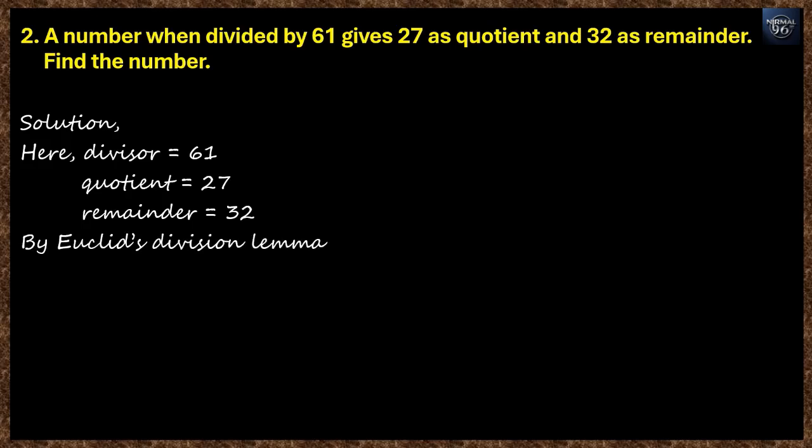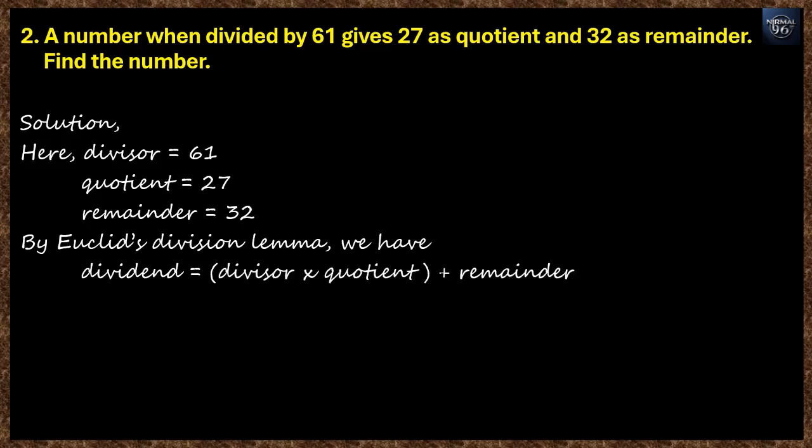So by Euclid's division lemma, we have dividend equals divisor into quotient plus remainder. And divisor, quotient and remainder are already given, so we have to input the values here. Divisor 61 into 27 plus remainder 32. And you can see here 61 into 27 is 1647, and plus remainder 32, so the total value is 1679, and this is the number.